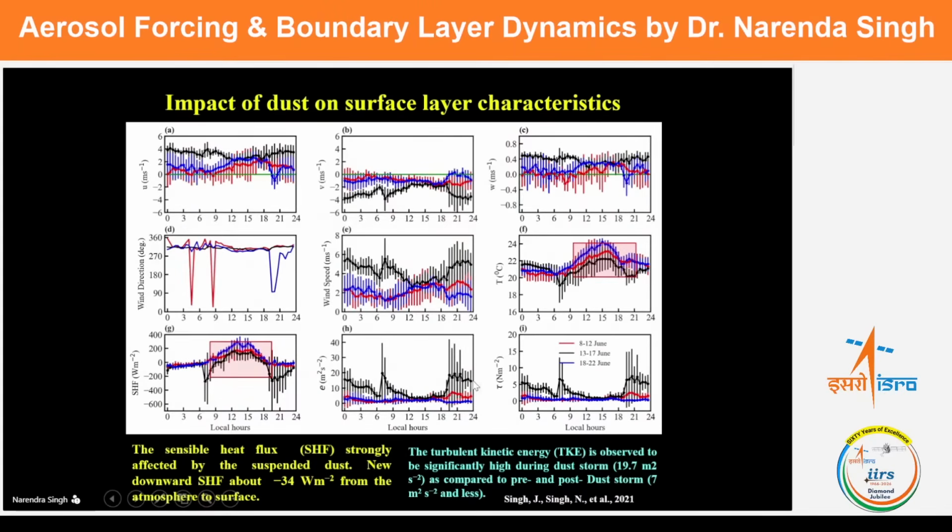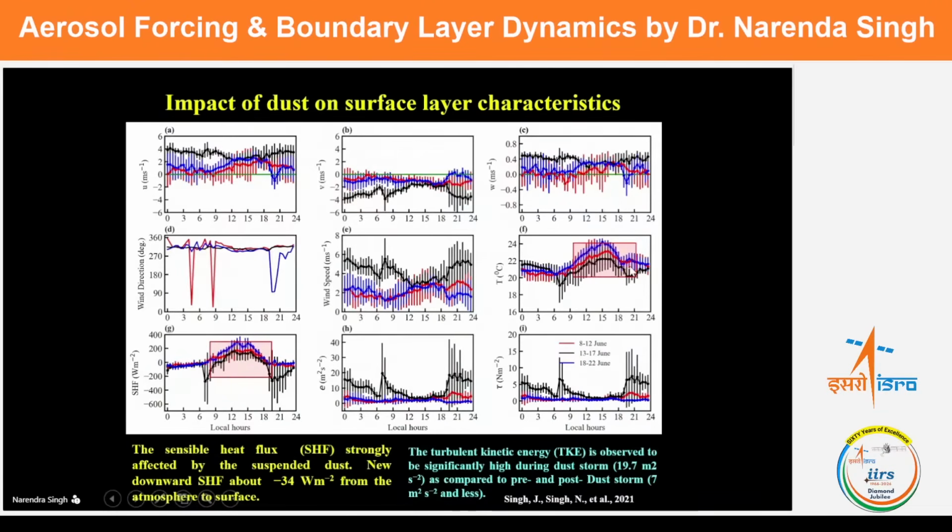So this turbulent kinetic energy, if you see, is also very high in that case, reaching as high as a deviation of 40 meters square per second square. So this is how we can see the impact of a dust storm on our surface layer characteristics or surface parameters like sensible heat flux or the temperature.